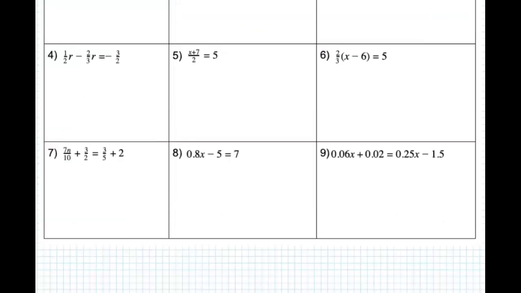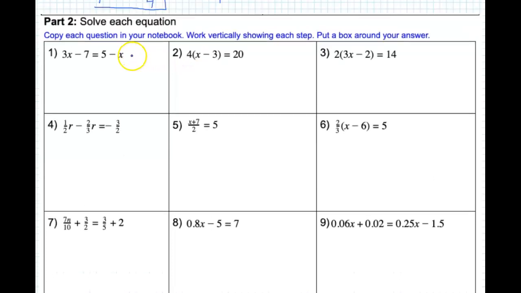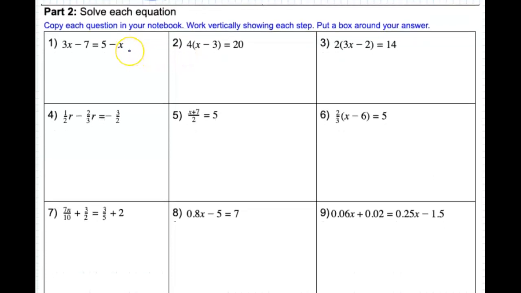So how can I achieve that? Well, I've got x on both sides of the equation. I really want x on one side. So if I add x here, what's going to happen? That will become 0, right? So I've undone subtracting x by adding x. But I have to add x to this side. So now I'm going to have 4x minus 7 is equal to, and now it's just 5 on the right side.